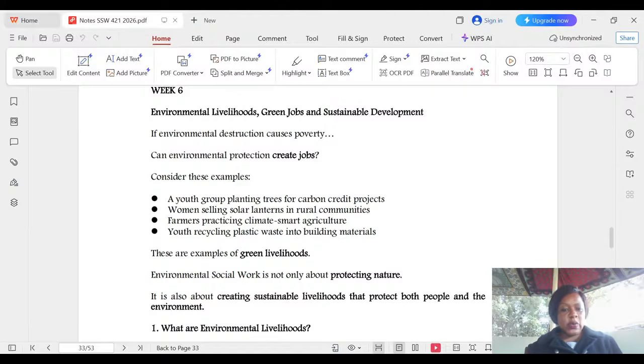So these women will be benefiting from the selling. The solar lanterns are also environmentally friendly, and the source of energy is free, other than what is invested in buying the particular equipment by the community. So in terms of, let's say, paying for electricity, the bills of those particular members of the community will go down. Then I put another example of farmers practicing climate smart agriculture.